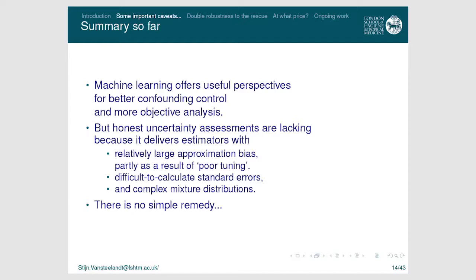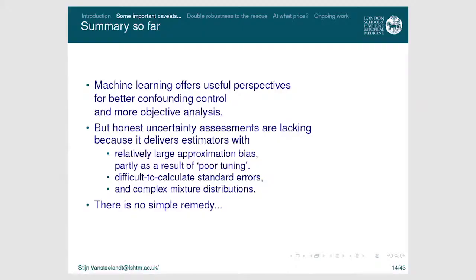So the summary so far is I think machine learning brings useful perspectives for controlling better for confounding and also for enabling a more objective analysis because we could perhaps pre-specify the algorithm that we're going to use. But there are also big issues. Obtaining honest uncertainty assessments like confidence intervals is very tricky. We could easily obtain estimators that have a lot of bias because of not approximating the truth sufficiently well. Bias because of the machine learning algorithm not being really tuned to the problem of estimating treatment effects.